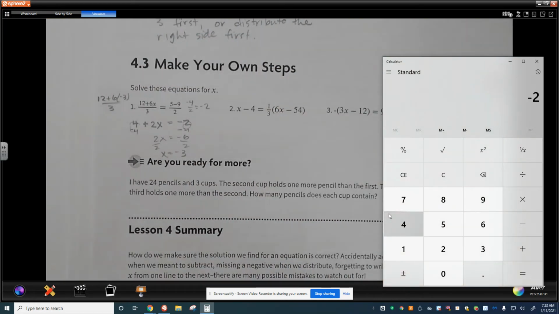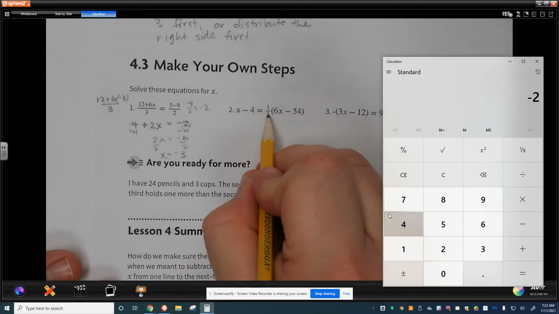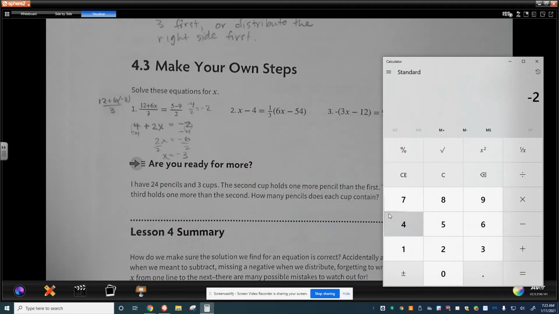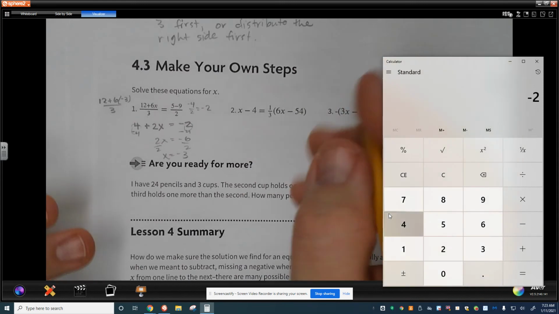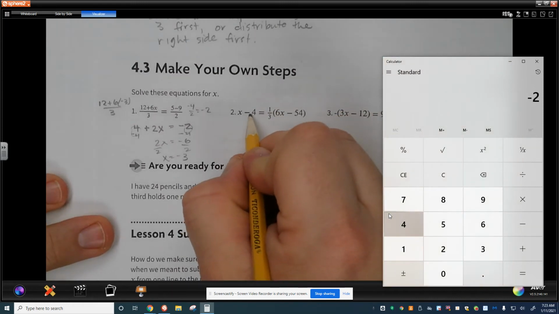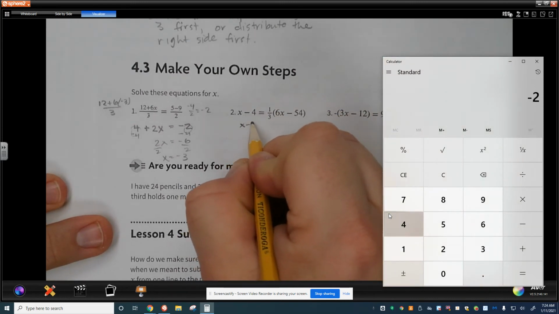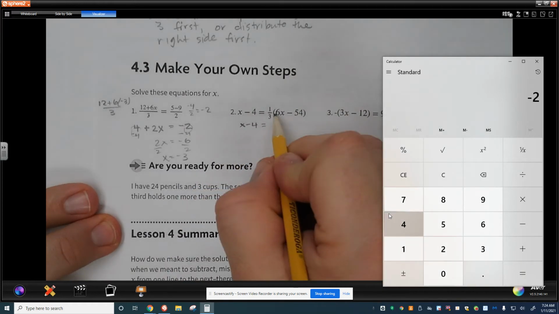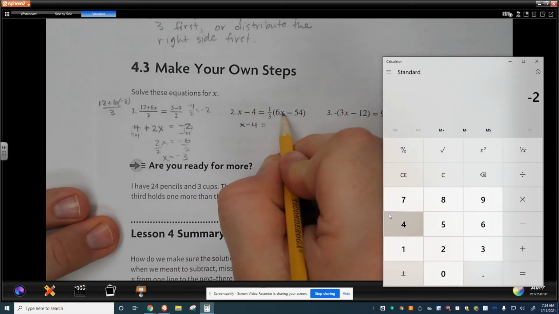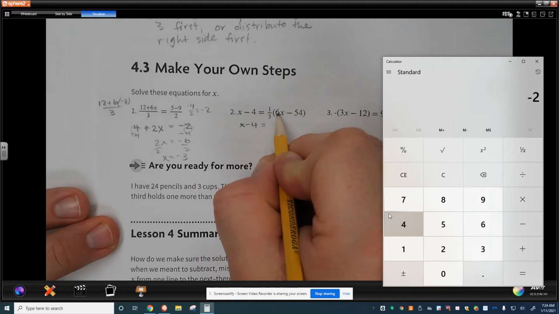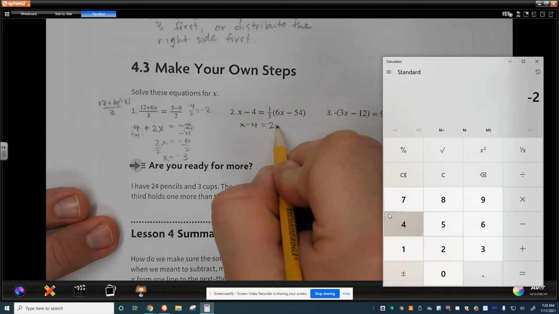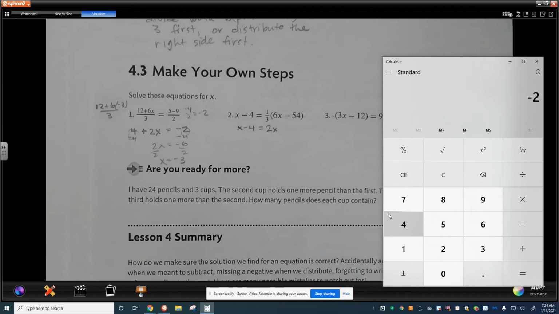Let's look at number 2. I see that I have a fraction again. Oh no, let's not panic. Can I simplify the expression? This one here on the left, I can't, it doesn't get any simpler than x minus 4. I know that 1/3 of 6 times x, 1/3 of 6 is 2. And so that one would simplify down to 2 times x.